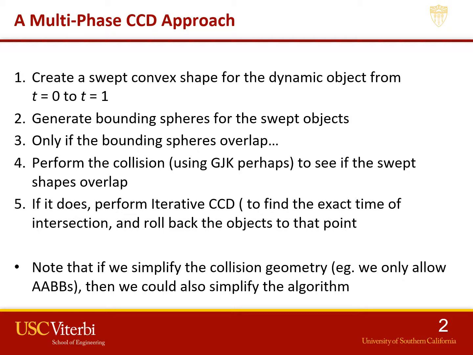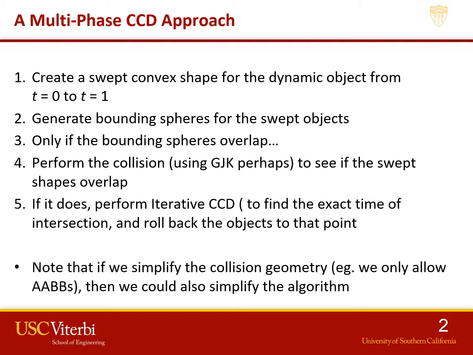First, we'd create a swept convex shape for the dynamic object, and then we might put a bounding sphere around that new convex shape, and just find the outer extents of it and make those the diameter of a sphere. Now, if those bounding spheres overlap, only then would we actually perform the more expensive collision detection between those swept shapes, perhaps using something called GJK, which we'll talk about next time.